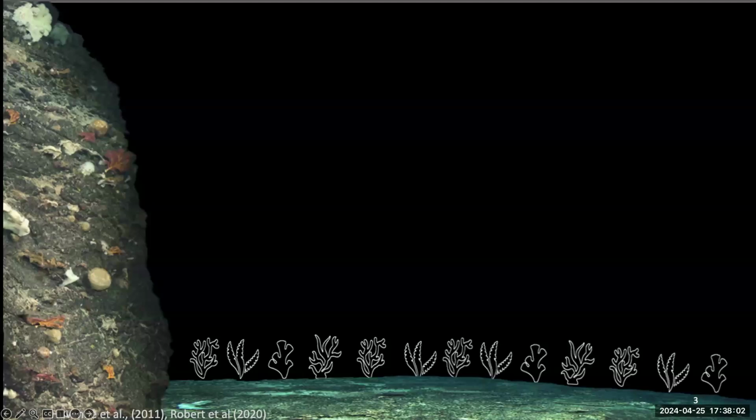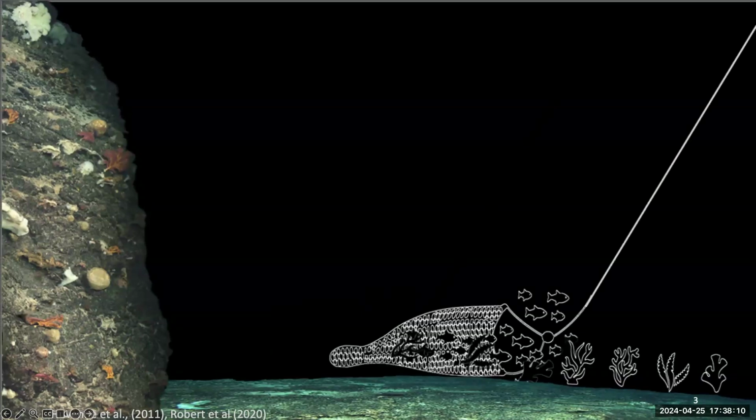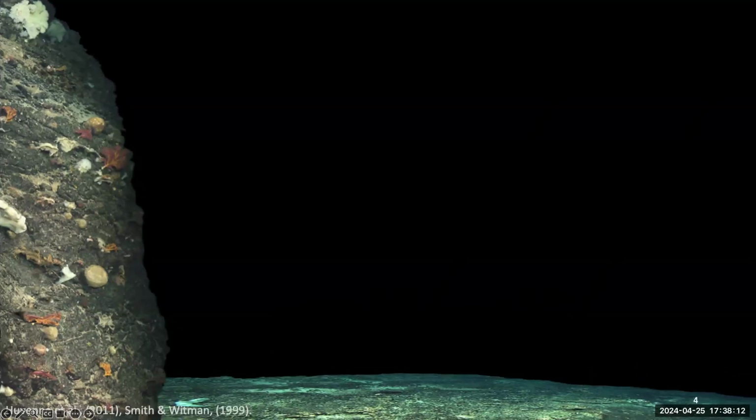Now, here you can see a vertical wall. Vertical walls are protected from some human impacts such as bottom trawling fisheries. They are not a target of that, so the species of corals and sponges that live in these vertical walls can be protected from these impacts and serve as a source of larvae to recolonize the flat terrain.